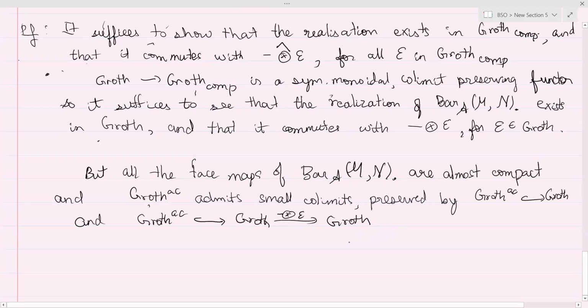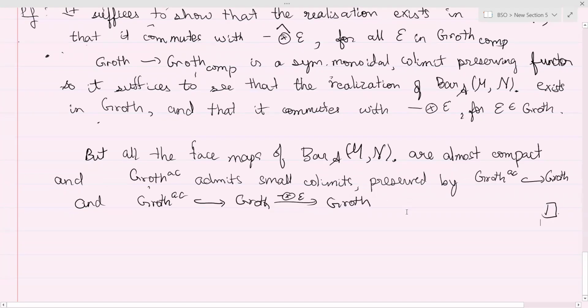So this is from the first section of the paper. I didn't note down the number. This is a fact we will be using commonly, because most of the colimits we want to consider will be something like this bar resolution, and almost compactness is a really nice condition because of the exact result. No pun intended.